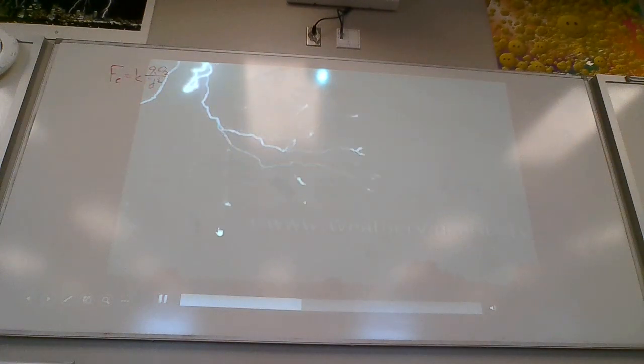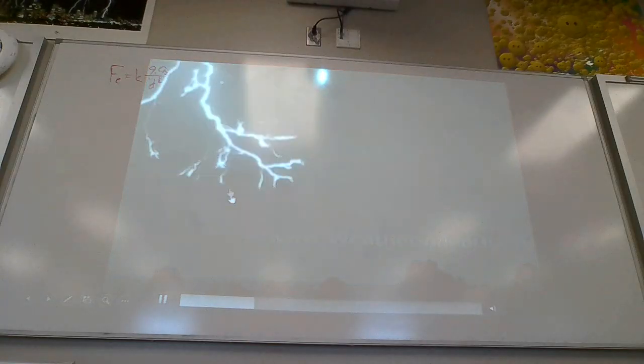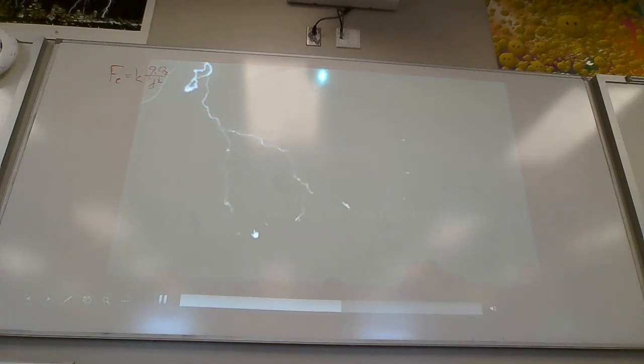So here's a step leader. We don't see this happen. This is slow motion and low intensity light, but we see the lightning bolt. Good with that? That's really cool. It is super cool.